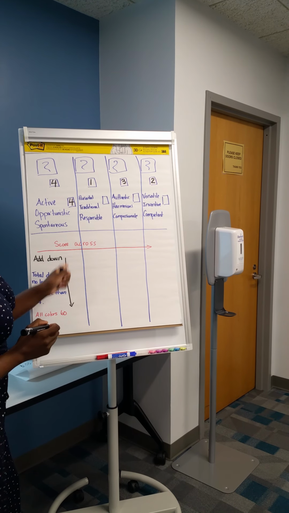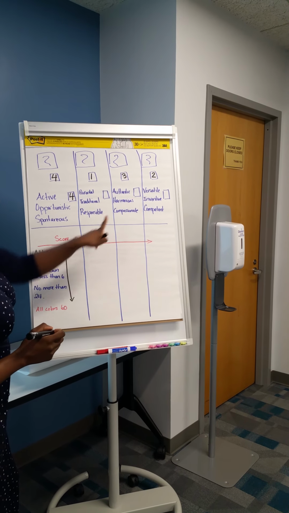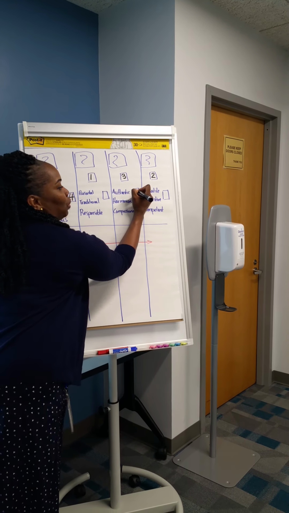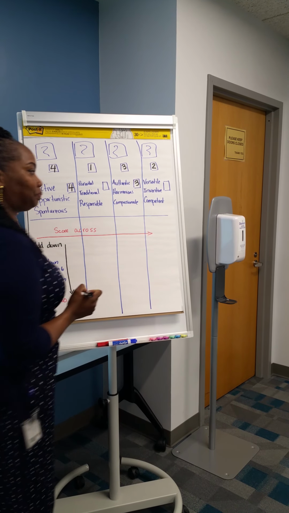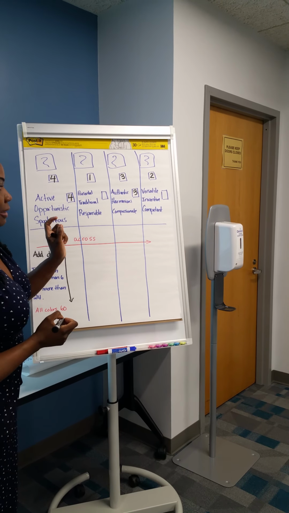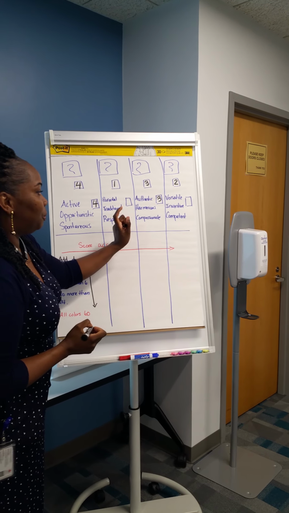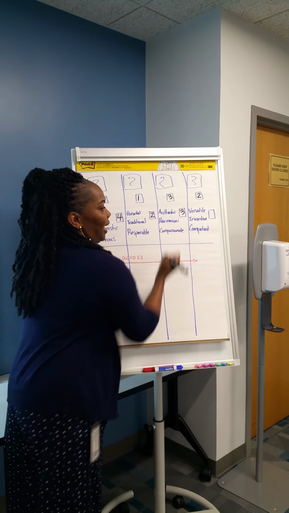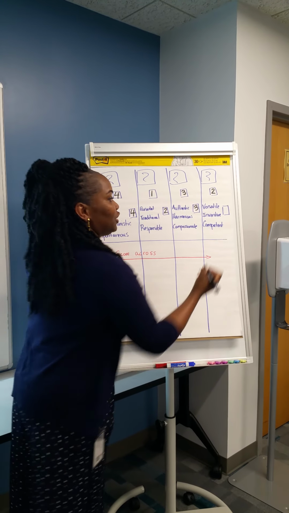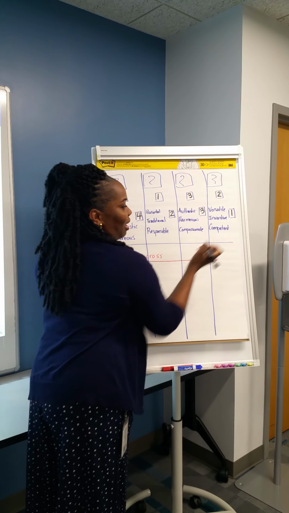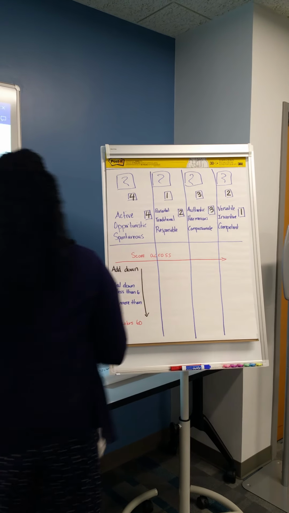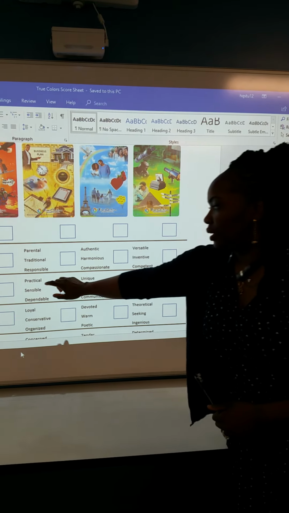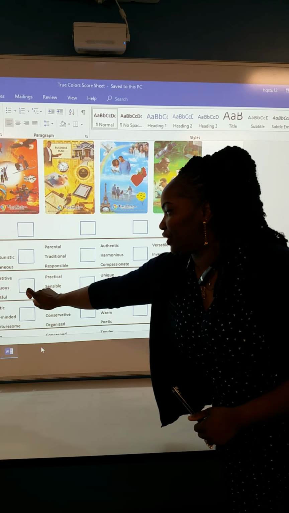The one that would be next most like me, I would pick authentic, harmonious, and compassionate. So now I will assign that a 3. The one that is next like me, I would say parental, traditional, responsible. I will give that a 2. And the one that is least like me would be a 1, which is versatile, inventive, and competent.